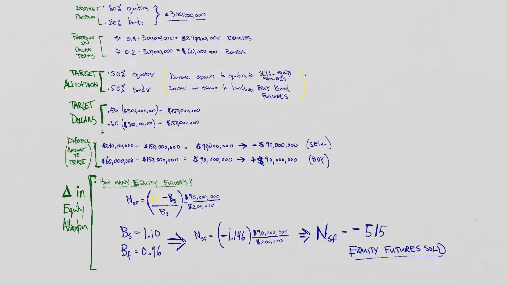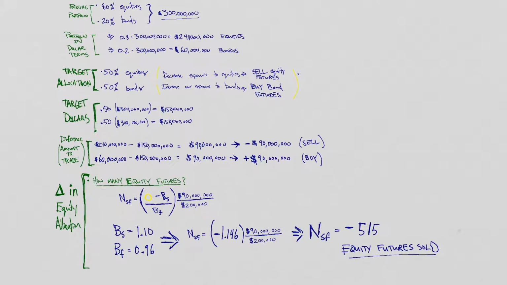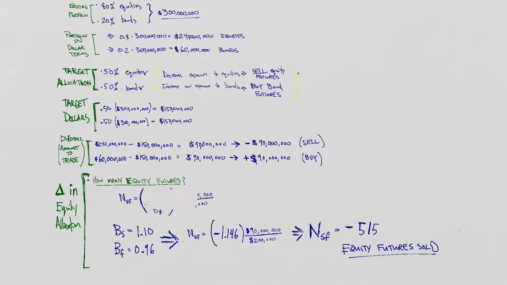The next step, or the final step, is how many bond futures we need to buy. Because if we're going from an 80-20 to a 50-50, that means we're selling equity futures, reducing our equity exposure, but increasing, going from 20 to 50, our bond exposure. So we need to buy bond futures. But the question is, how much?